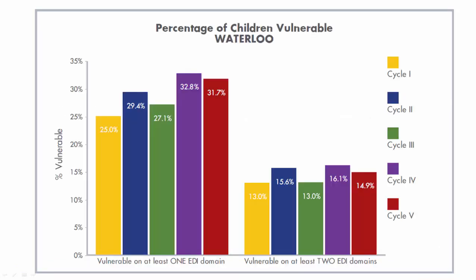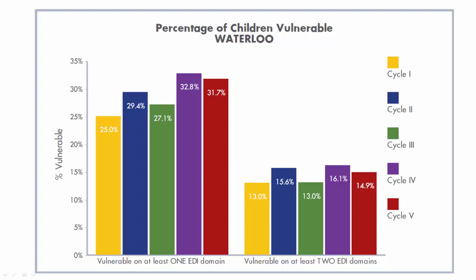Now we're going to jump into the latest data set. The data from Cycle 5, the 2017-18 school year, is shown in red. Two common indicators used when looking at the EDI are vulnerable on at least one domain and vulnerable on at least 2 domains. This is because a child who is considered vulnerable on any of the domains is likely struggling, even if it's not apparent.